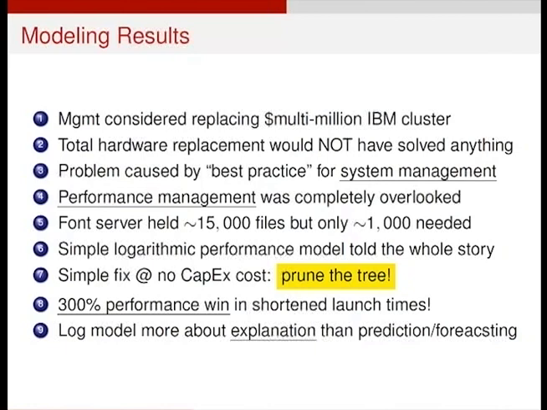What I discovered was you only need about 1,000 fonts at most. And the simple logarithmic performance model tells the whole story. How can I say that? Because it's correct up to 95%. That also told me that the fix was very simple: just prune the tree. In other words, scale back the number of fonts. They only became that big because of doing the system management thing. Now go back and prune the tree, it costs basically nothing. There's no CapEx expenditure. No hardware needs to be replaced. And you get a 300% performance win, which is exactly what happened and exactly what I proved to be correct.